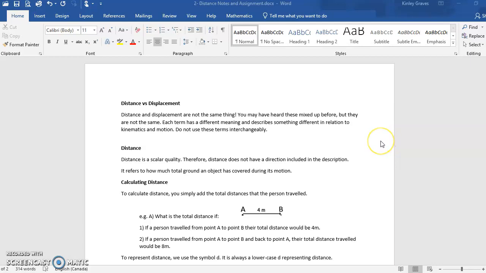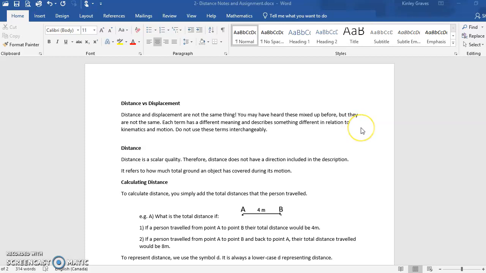All right, grade 10s, so hopefully you understood scalars and vectors. Today we're going to be moving on to distance versus displacement. Specifically, today we're going to work on distance, and then on Friday we'll be talking more about displacement. So, to be clear, distance and displacement are not the same thing.